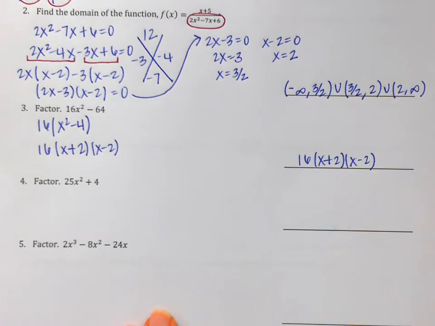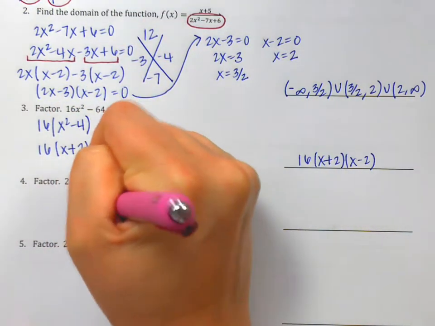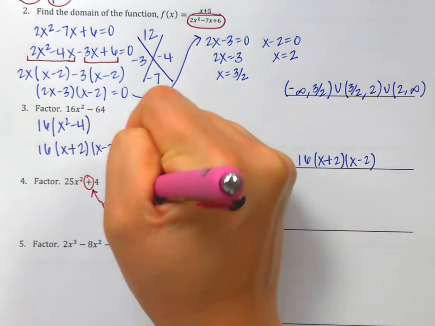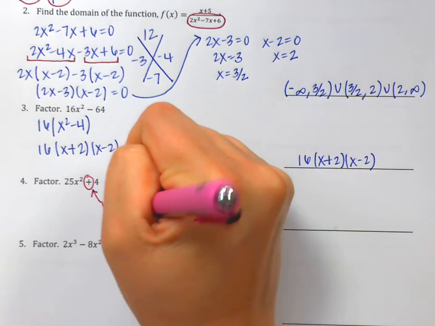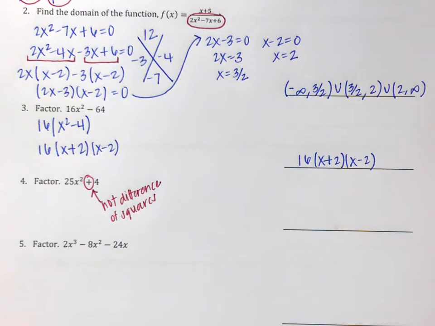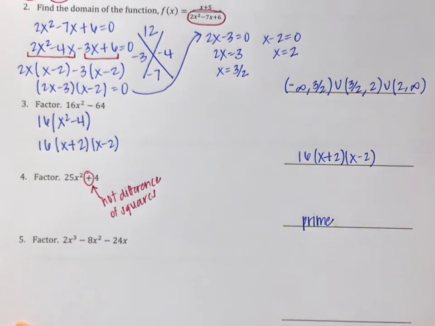Okay, number 4, 25x squared plus 4. So we look at that one and we want to say originally difference of squares. But with difference of squares, remember what's important is that they're subtracting. That's why it's difference of squares. Now, because this one is not subtracting, this is a plus in the middle, this is not a difference of squares. And so what that means is this one can't actually be factored. And so when something can't be factored, we call that prime. So prime means that something cannot be factored.